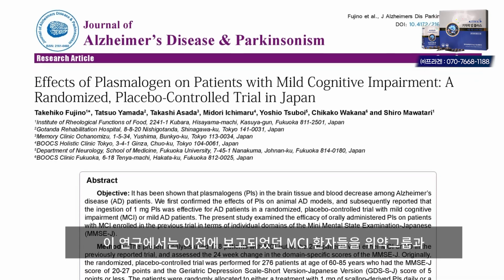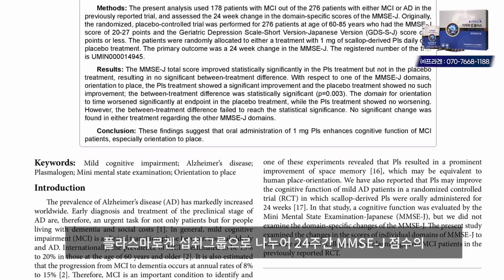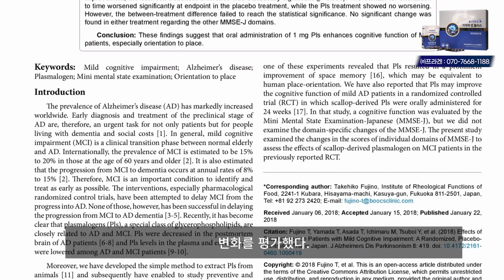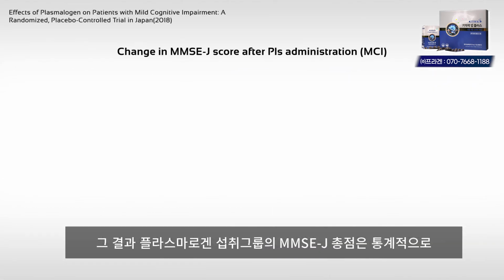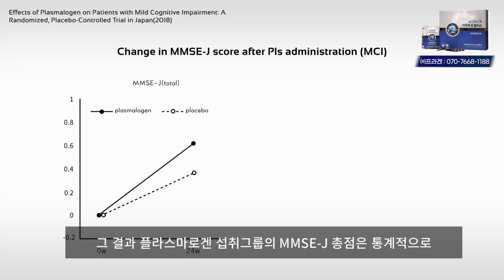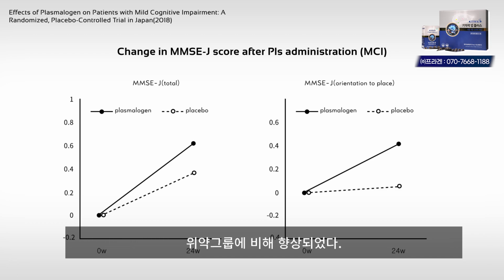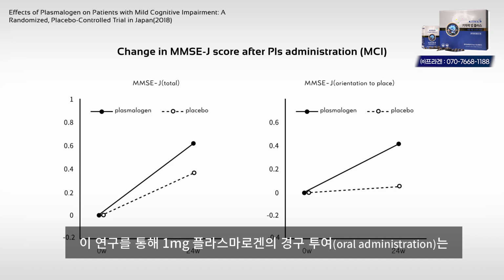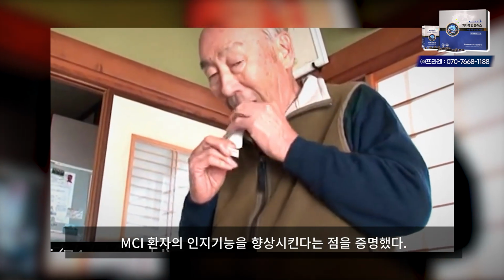In this study, he divided the MCI patients previously reported into the placebo group and the plasmalogen intake group to evaluate the change in MMSE-J score over 24 weeks. As a result, the total MMSE-J score of the plasmalogen intake group was significantly improved statistically. In particular, the cognitive ability of place, space, and direction was improved compared to the placebo group. In this study, it was demonstrated that oral administration of 1 milligram of plasmalogen improves cognitive function of MCI patients.